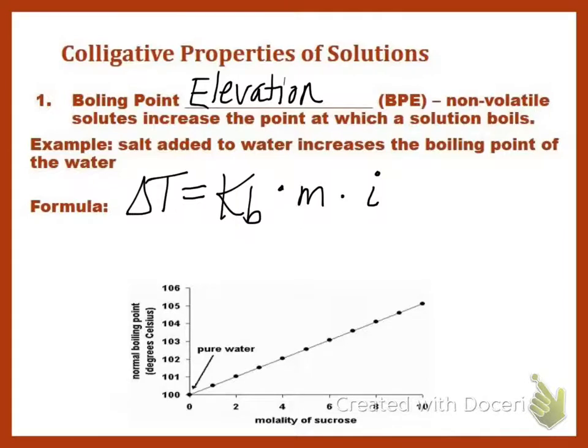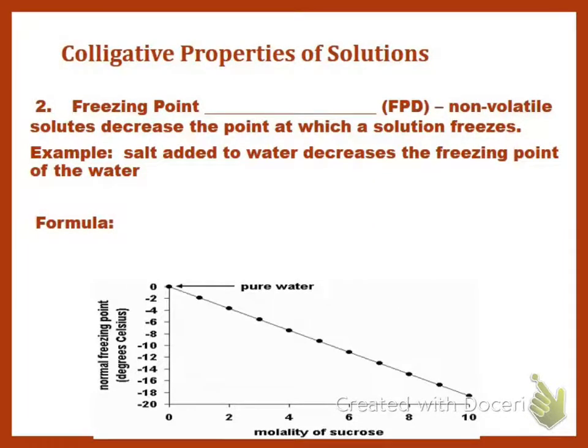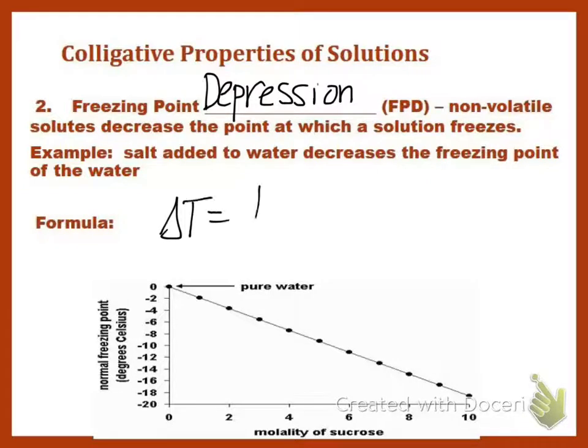The next one is freezing point depression. Whenever they think it's getting close to freezing outside, what do they put on the road? Salt. A while ago we put salt in water to make it boil higher. Now we're going to put salt in water to make it freeze lower. It's the opposite. So when I add a non-volatile solute, it lowers the freezing point. And its formula is this. Delta T equals KF times m times i. They look very familiar to each other, don't they?